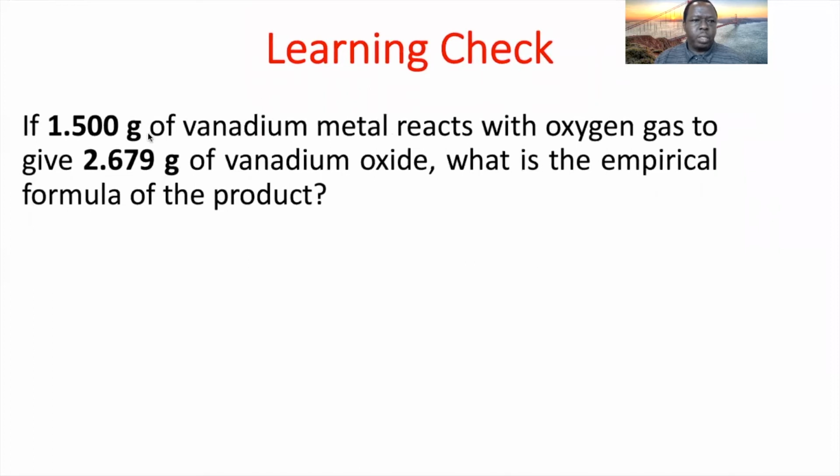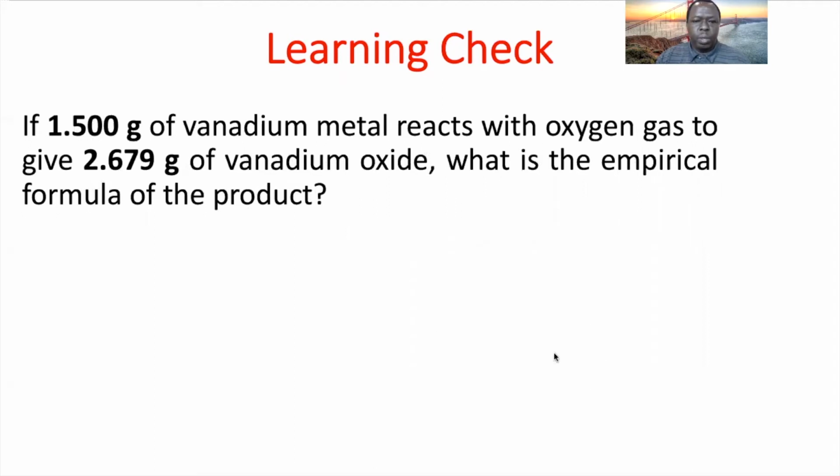Our question is, if 1.500 grams of vanadium metal react with oxygen gas to give 2.679 grams of vanadium oxide, this is the product. What is the empirical formula of the compound? If you look at what we are starting with, we are only given the mass of one reagent. We have the mass of vanadium, but we don't have the mass of oxygen.